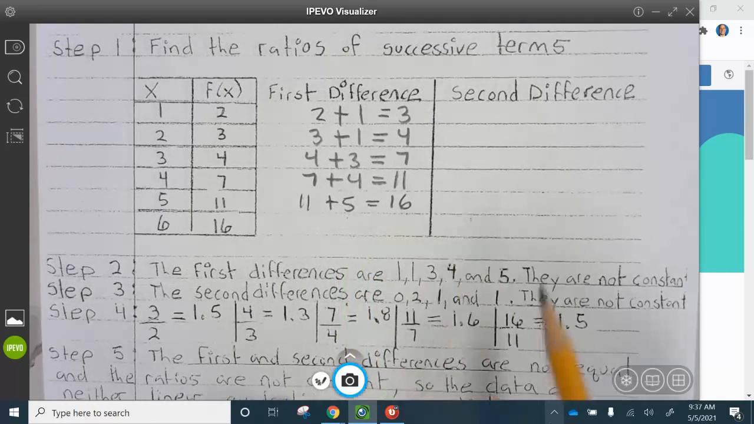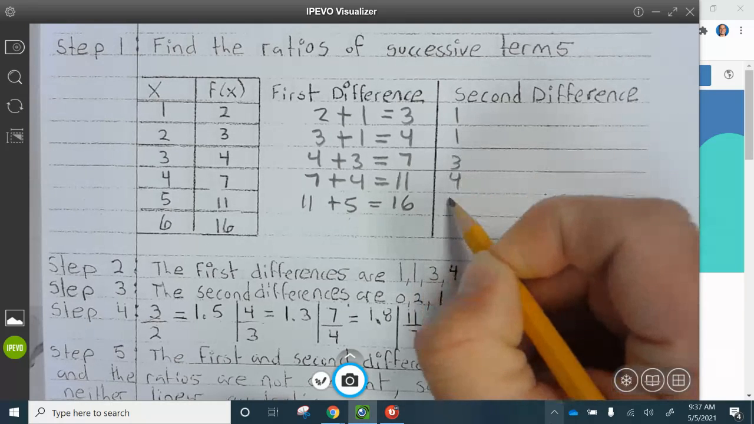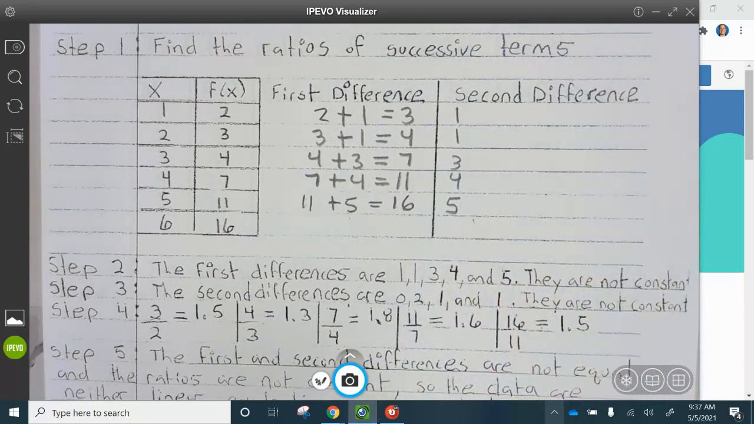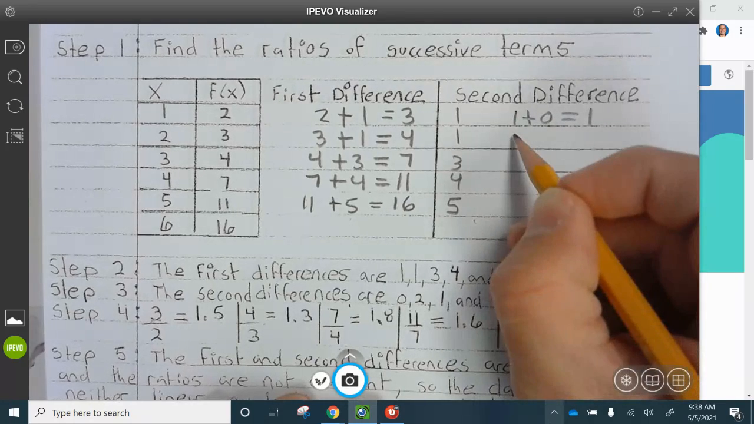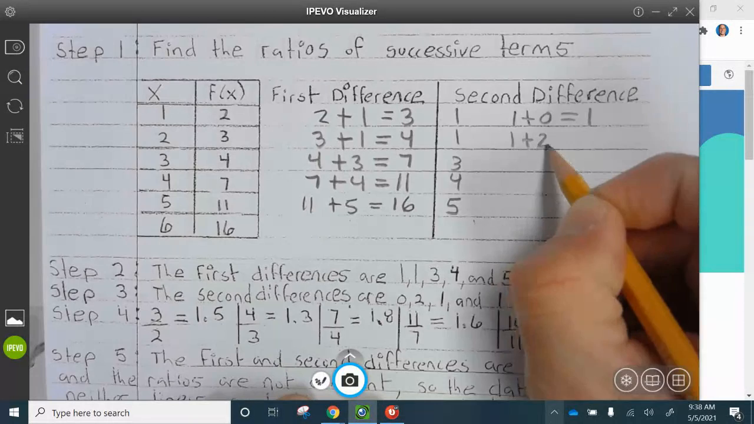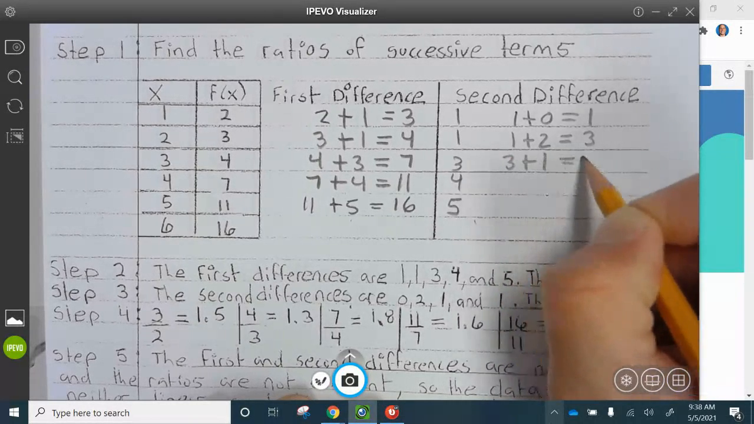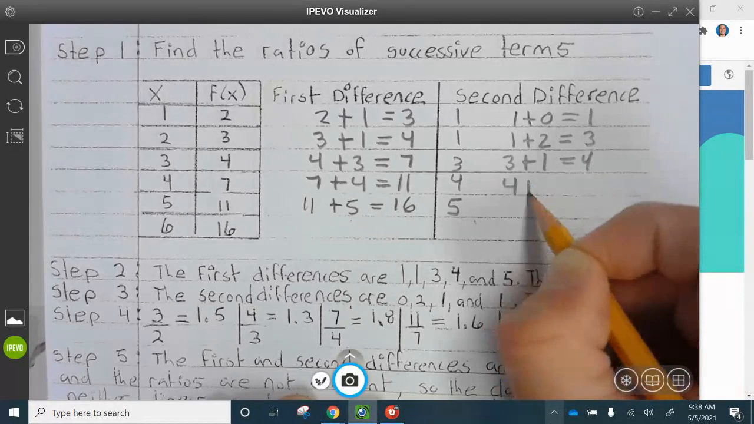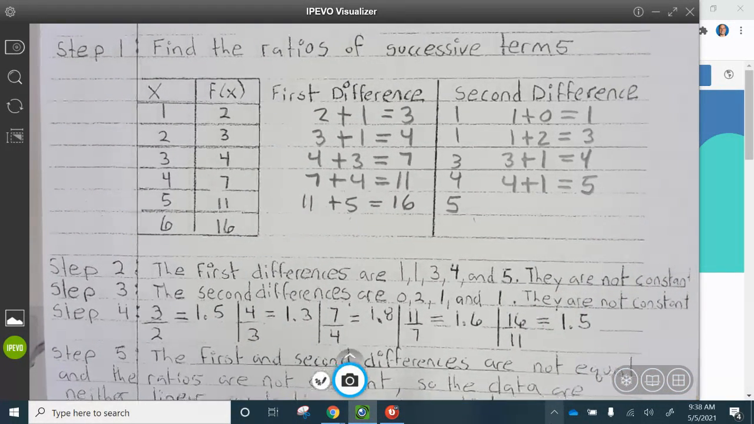So now let's look at the second difference. But we need to use the 1, 1, 3, 4, and 5 from the first difference. Okay, so 1 plus 0 is 1. 1 plus 2 is 3. 3 plus 1 is 4. 4 plus 1 is 5. So the second difference is not the same.